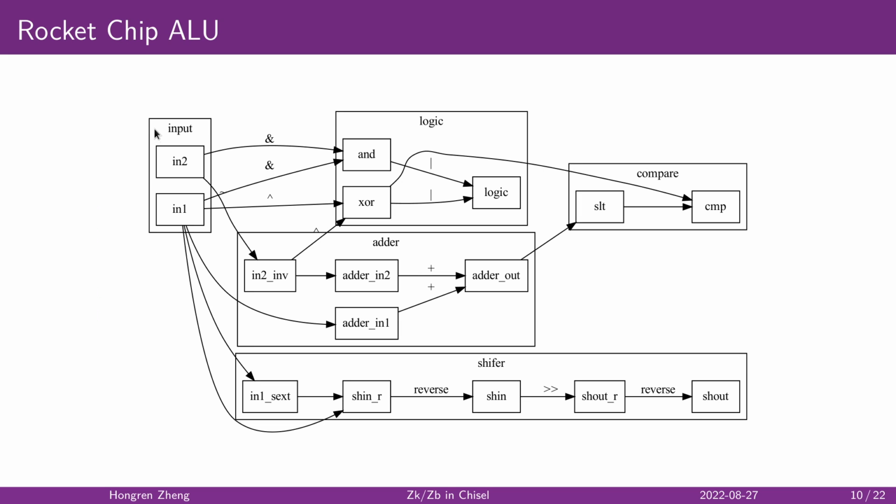In the ALU, we have input 1 and input 2. By just 4 units, we can support up to 40 instructions, because we can see that in the adder we can just invert the second input and do subtraction, and for the shifter we can just reverse the input and do left shift with just a right shifter. And for comparison, we can just reuse the output of the adder.